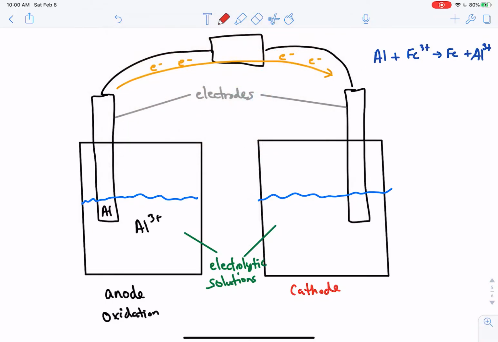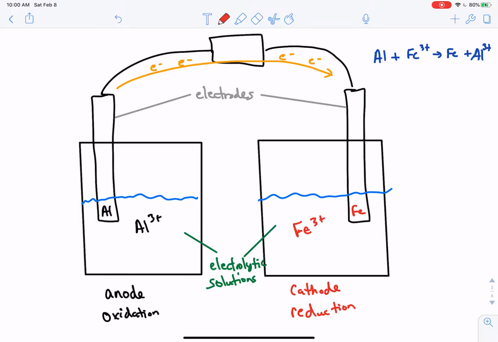And conversely, you'll have Fe3 plus and Fe here, because the cathode undergoes reduction. And it kind of makes sense if you think about it, because the electron flow is going from anode to cathode. So the anode is losing electrons, and those electrons are traveling through the wire to the other chamber where it's gaining electrons. So it makes sense with the electron flow.